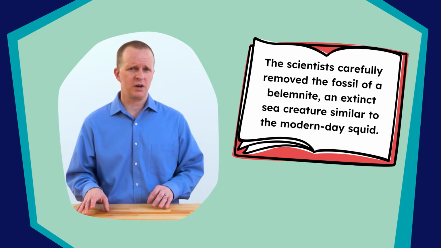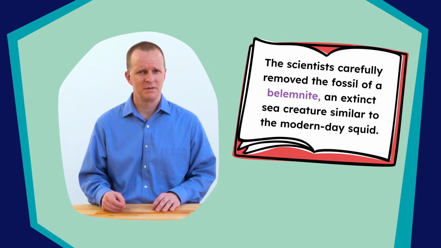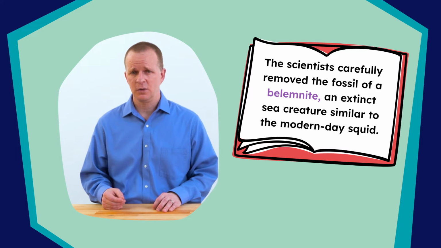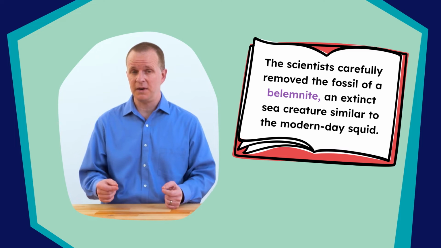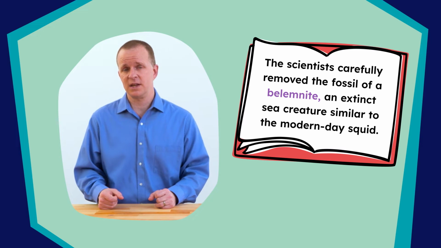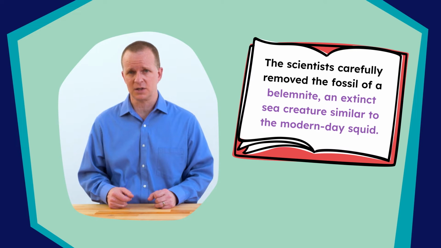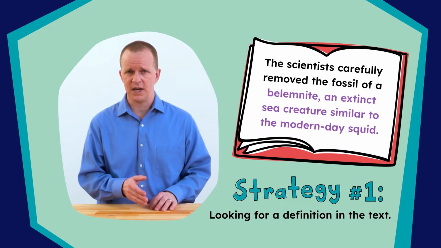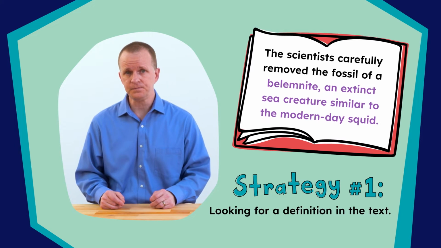The challenging word in this sentence is belemnite. Have you ever heard of that before? I sure haven't. But look at what we have right after it. We have a comma, and then the author actually provides us with the definition of the word, which says that it's an extinct sea creature similar to the modern-day squid. That's our first strategy, looking for a definition in the text, and it's sometimes found right after the challenging word.